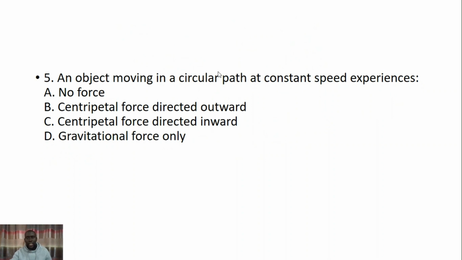An object moving in a circular path at constant speed experiences: A. No force. B. Centripetal force directed outward. That's not correct. The force that is directed outward is centrifugal. Okay. C. Centripetal force directed inward. This is correct. D. Gravitational force only. That's not correct. Okay.